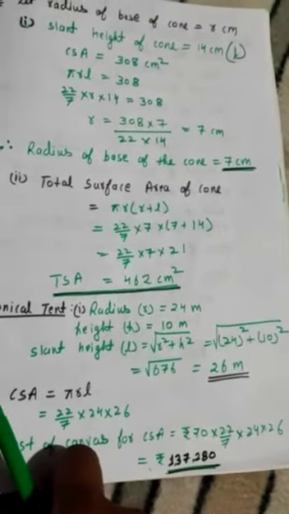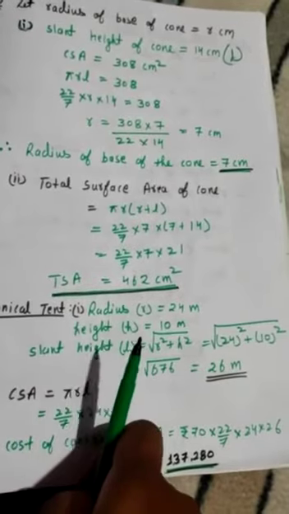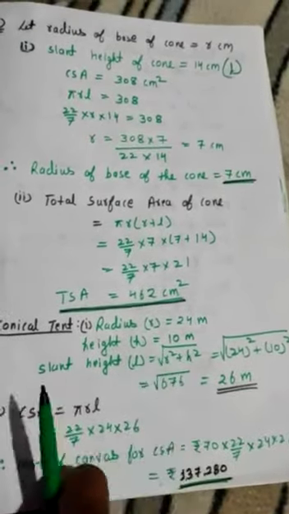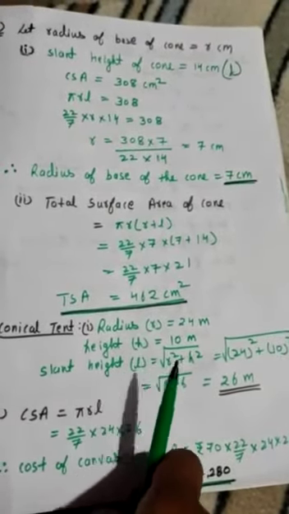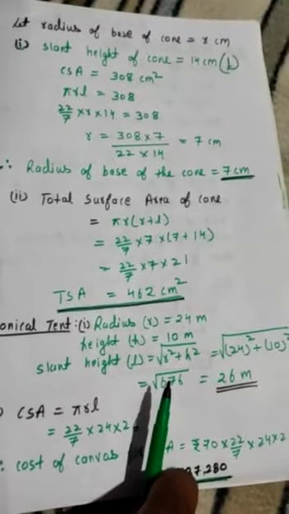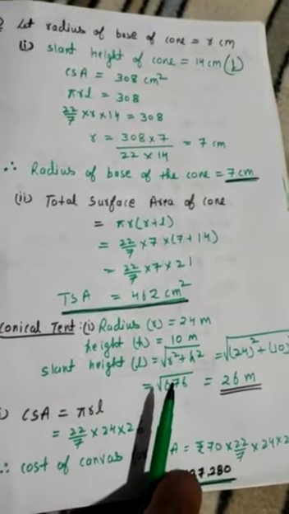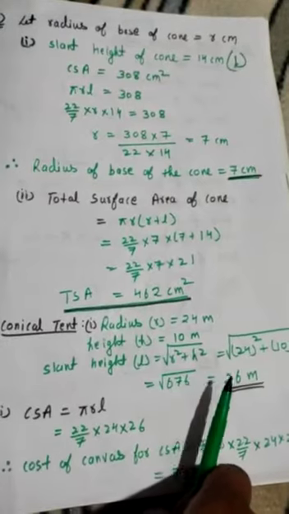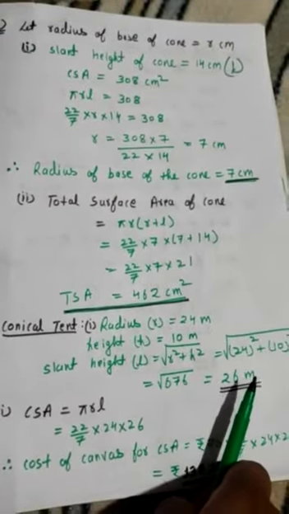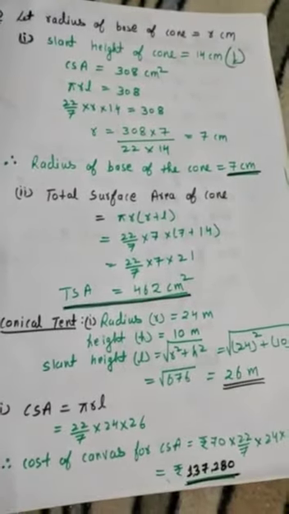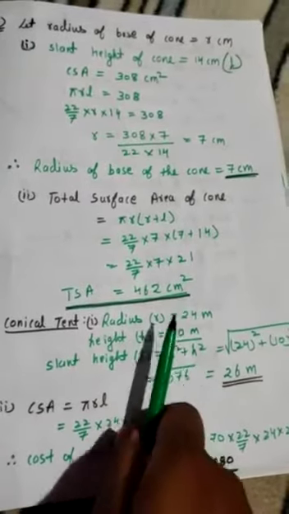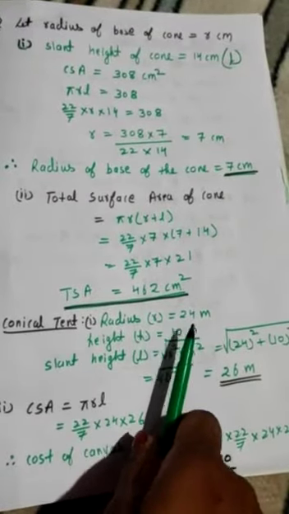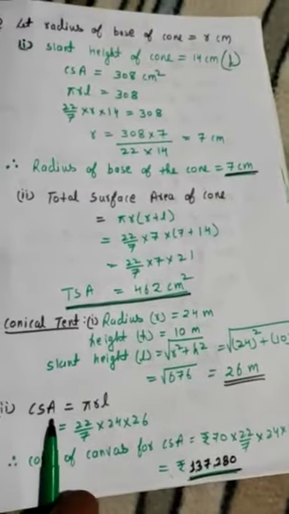So please, this is compulsory: learn the squares and cubes till 30 so that you can do all these things orally. Okay, and it will also save your time. So the slant height is 26 meters. Understood? Now, using this slant height and the radius, which is already given to you as 24, just calculate CSA, curved surface area.